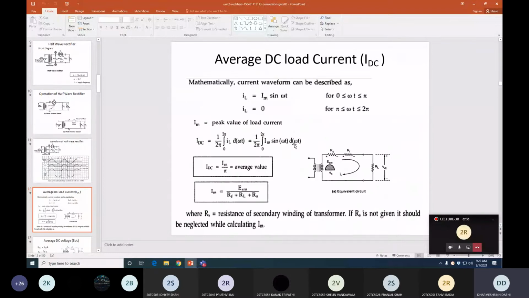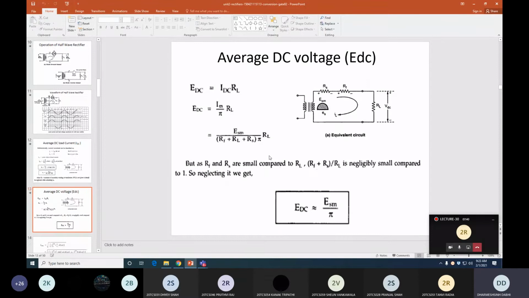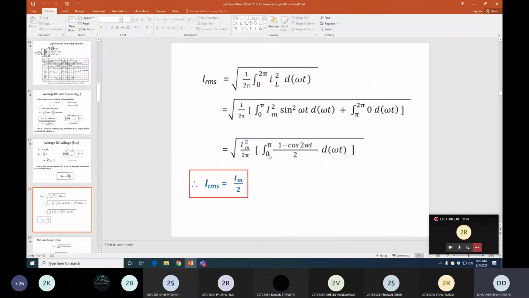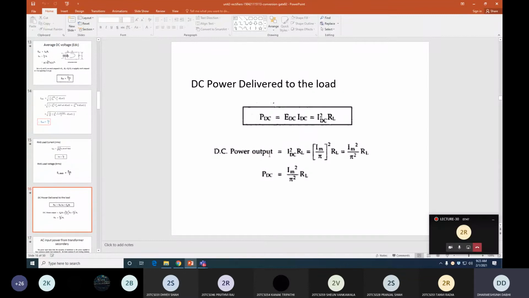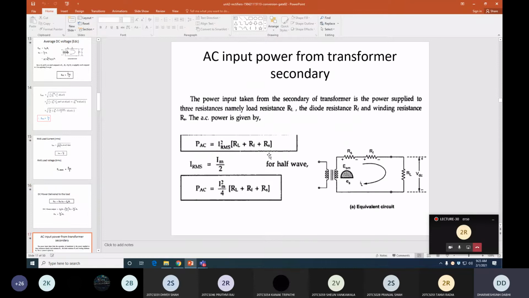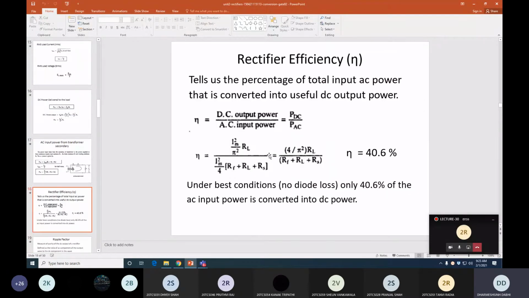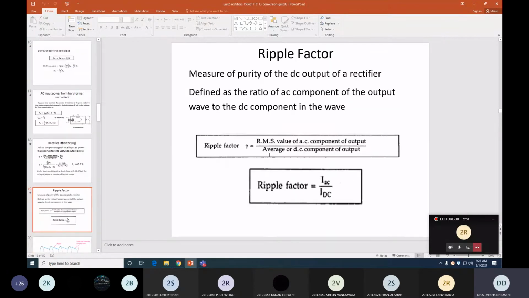And then we see how to calculate the average DC load current for the half wave rectifier. Then we see the average DC voltage calculation, then the RMS value of load current, RMS value of load voltage, DC power delivered to the load, AC power delivered to the load, and then we find out the efficiency of the half wave rectifier, and then another parameter, the ripple factor, which measures the purity of the DC output given by this rectifier circuit.